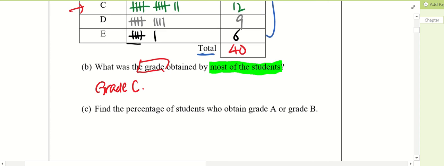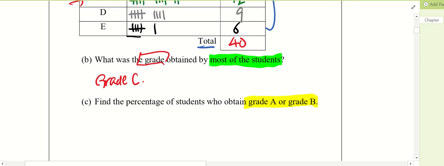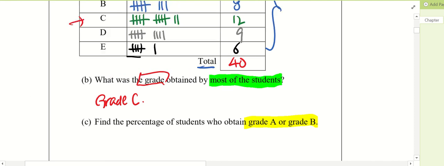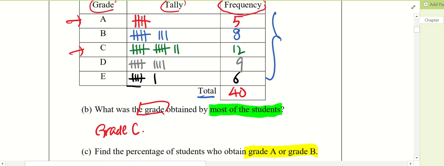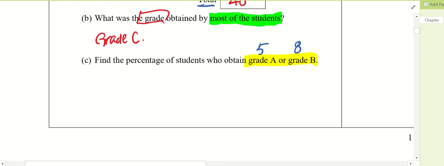Okay. Next, find the percentage of students who obtained grade A or grade B. So this one is quite clear. We want to find how many students got grade A and how many got grade B. You add them together and find the percentage out of all the students, right? So let's go back to our frequency table. Grade A, there are 5 of them, and grade B, there are 8 of them. Total 40 students. So we can immediately write it down.